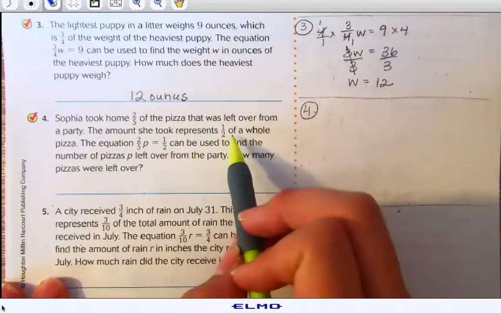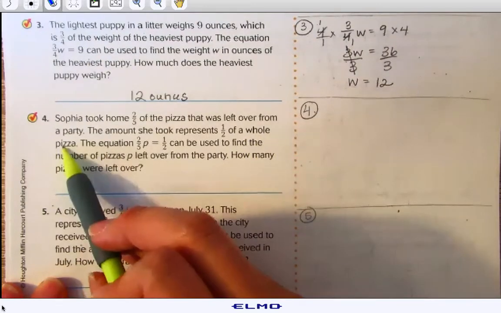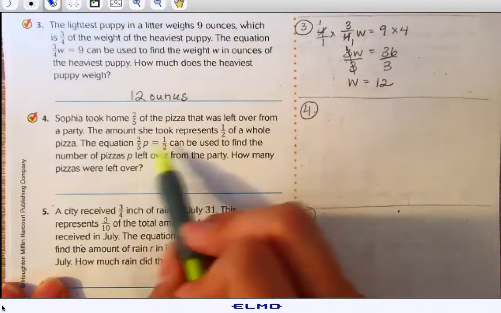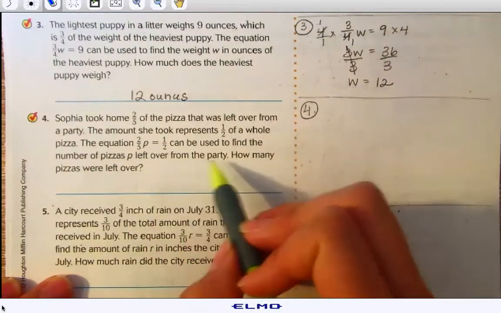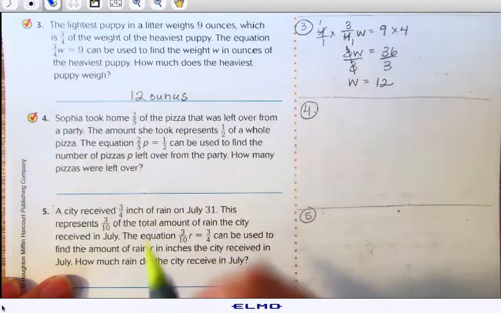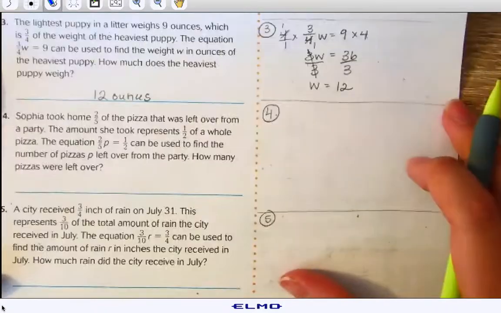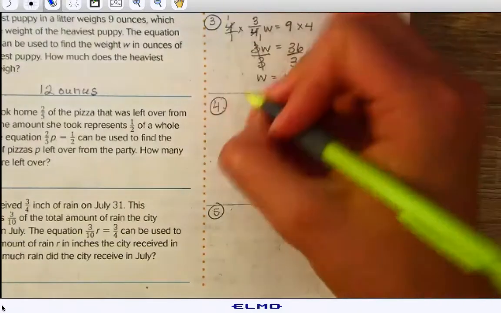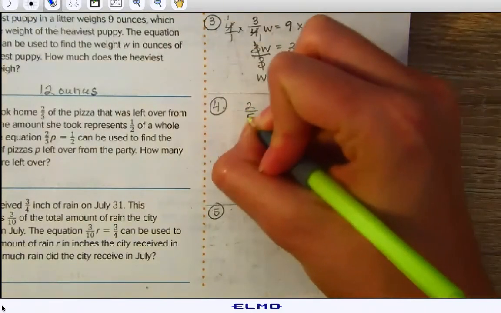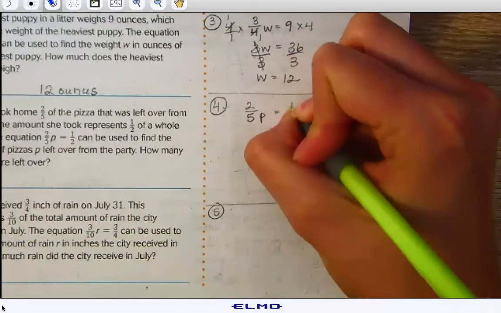The amount she took represents 1/2 of a whole pizza. The equation 2/5 times P equals 1/2 can be used to find the number of pizzas left over from the party. How many pizzas were left over? All right, let's go ahead and tackle this one. We need to write out the equation. So I have 2/5 P equals 1/2.